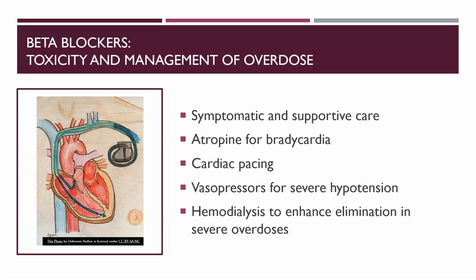Atropine is one of those other drugs that you want to make sure that you know. We'll talk about it when we get to chapters 20 and 21, but that's one of the ones you want to know. Cardiac pacing: here we've got a picture of an internal cardiac pacer, but you can also use an external pacer in emergency situations, where you put the pacer on the outside of the skin, and it basically gets the heart to start pumping again. Vasopressors for severe hypertension, and hemodialysis to enhance elimination in severe overdoses. So when things get really, really bad, then we can use hemodialysis.